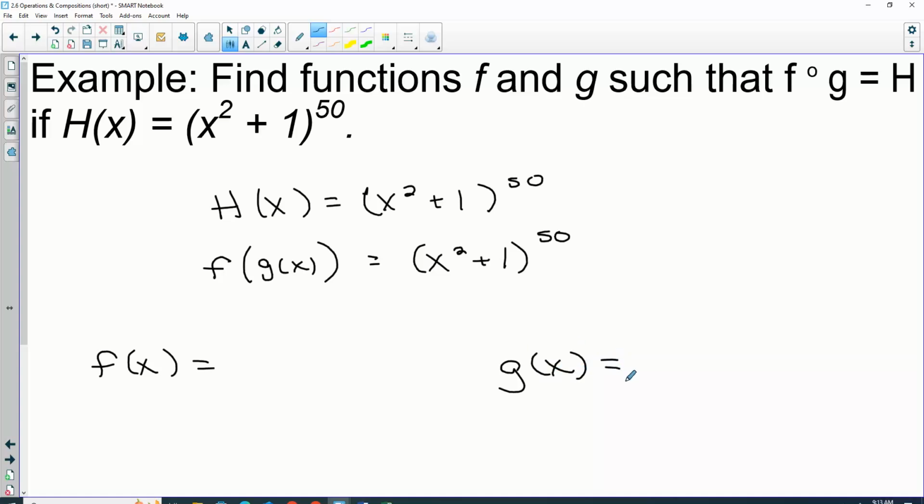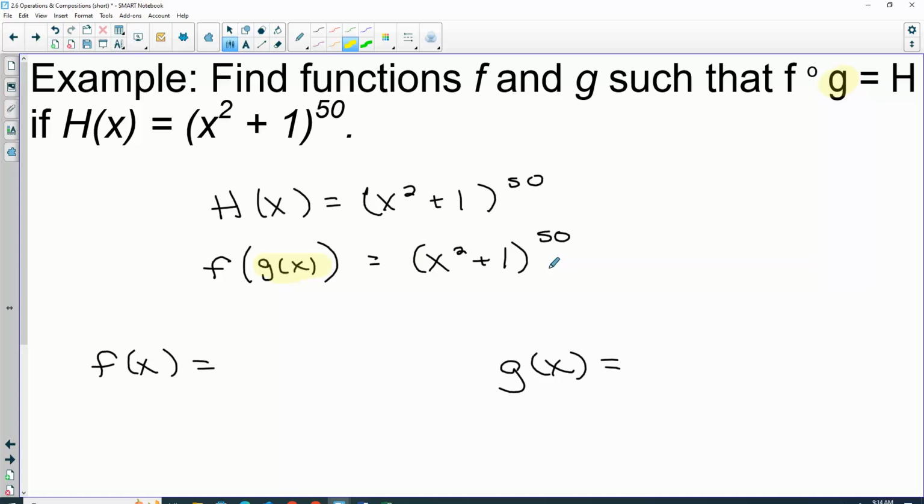Now, I will say there's not only one option for these. Sometimes there are multiple correct answers, so definitely we need to talk through that. You just have to give me one possible answer. So if you think about this, when we do the composition, because I said f composed with g, g is the inside. So the inside is like, if I plugged in a number, what am I going to do first?